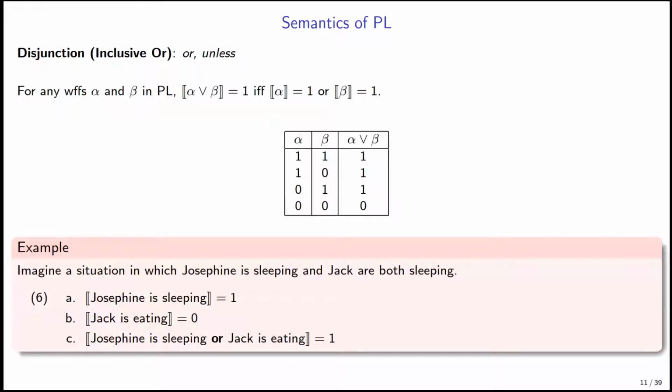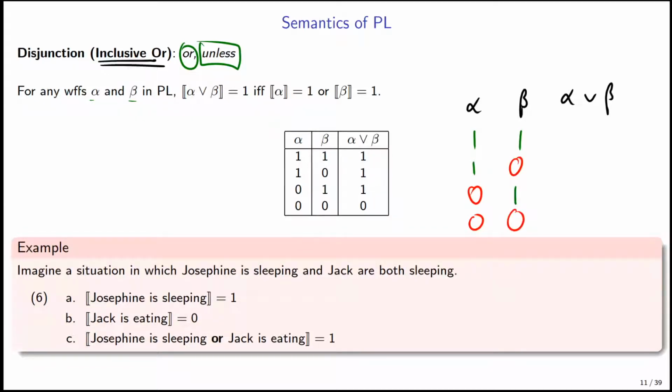So the next one is disjunction, specifically inclusive or. So these are words like or and unless. So if you have 2 well-formed formulas, alpha and beta, you can make the operator alpha or beta. So if we set this truth table up, 1, 1, 0, 0, again with our green and red. Okay, so alpha or beta is true if either alpha is true or beta is true or both are true. So alpha or beta is only false when alpha is false and beta is false.